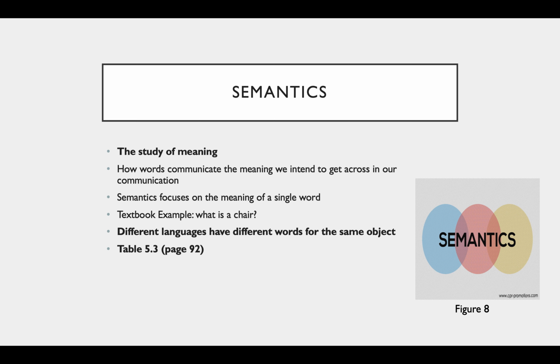For example, what is a chair? Do we define a chair by its shape? Does a throne count as a chair? Do we define it by its function? If I sit on a table, does that make it a chair? Different languages have different words for the same object. So that's why when people say, oh, this is what it means, you might say, oh, that's just semantics, because it's the same object, but there are different words for it.